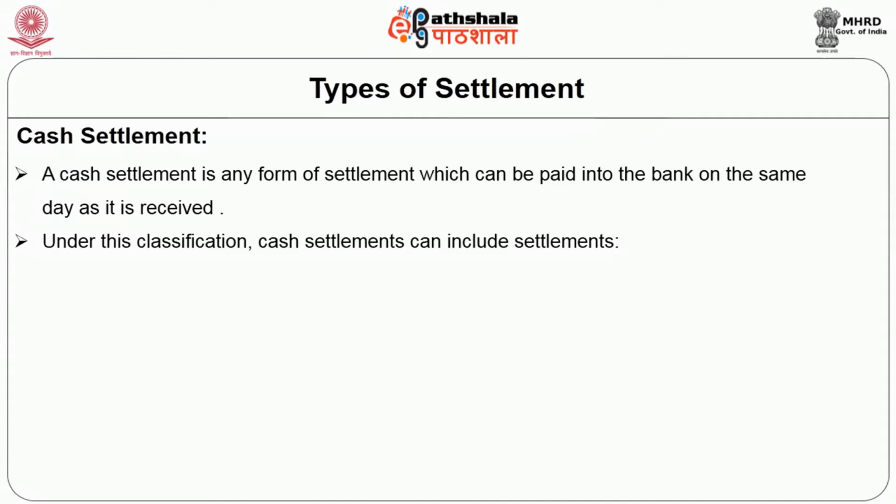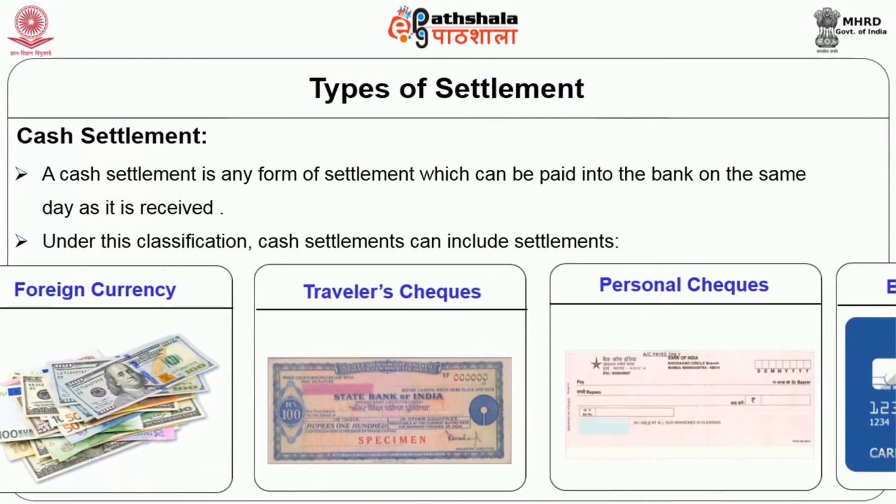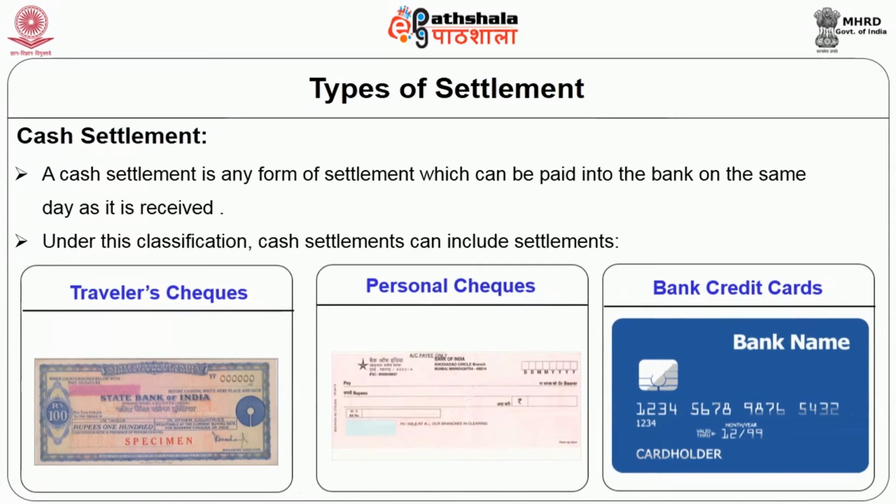Cash settlements include settlements using local currencies and also foreign currencies if we have guests from overseas, travelers checks or personal checks, and settlements by bank credit cards. These bank credit cards are issued by banks and are considered equivalent to cash settlement because their imprints can be taken to the bank each day and the charged amount will be paid to the hotel's account on the same day when the transactions are made. The best known examples are Visa and Master cards.